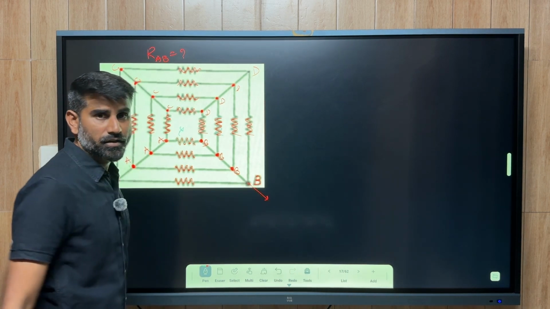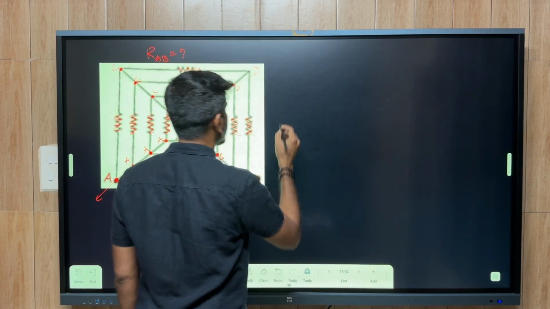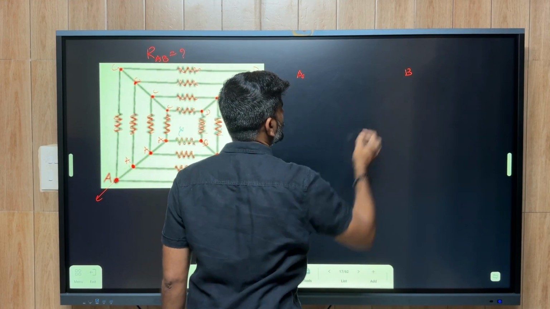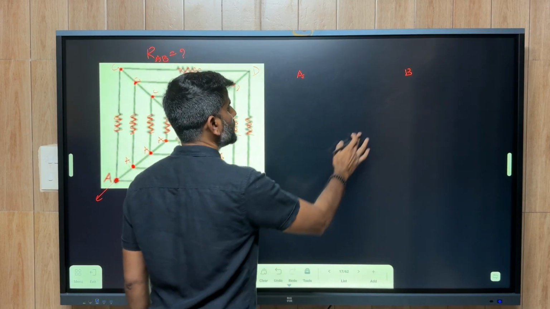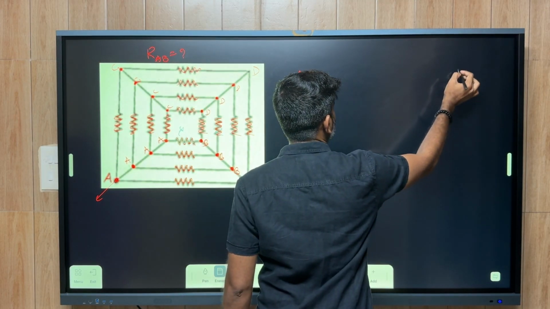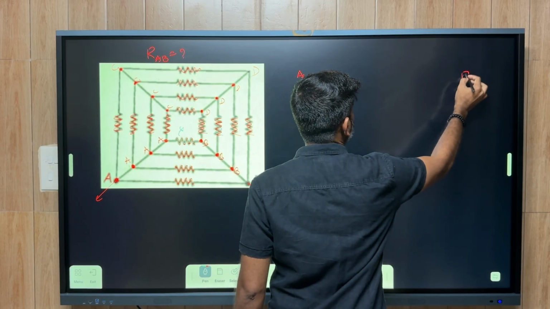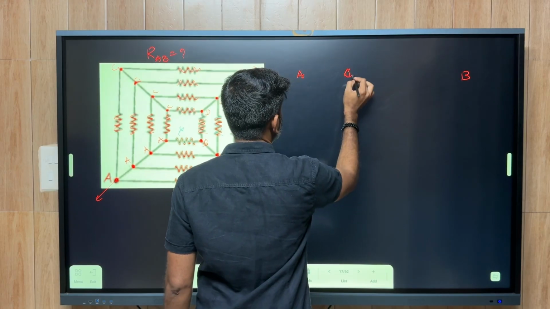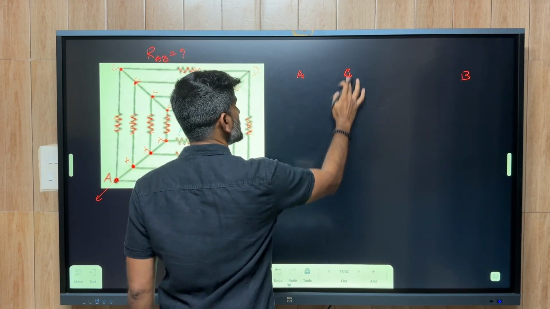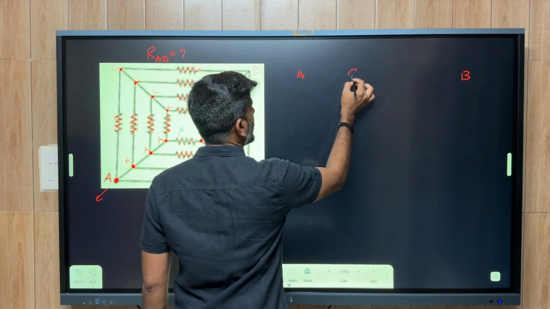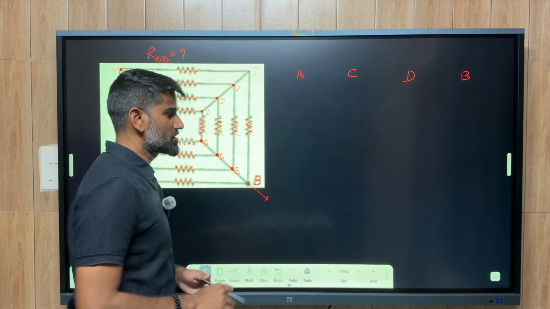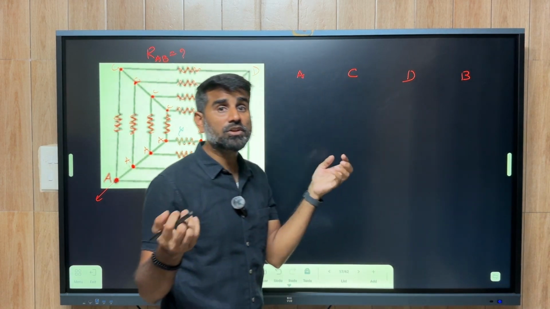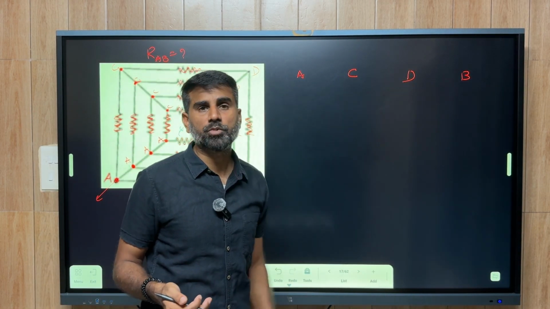This is B. Now let us redraw this diagram by using the potential point method. I need to find the equivalent resistance between A and B only, right? This is B, this is B, let it be. And we have C and D. So I am taking C here and D here. These are the 4 potential points, but we are taking A and B at the extreme ends because we need to find the equivalent resistance between these 2 potential points only.